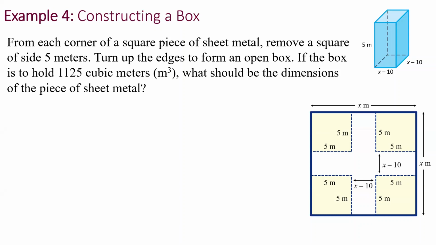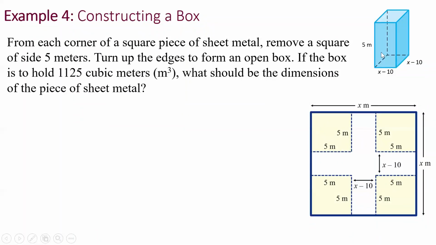Okay. So this square piece of metal, they cut out 5 by 5 square pieces on the corner. When they cut out the 5 by 5 square pieces on each metal corner, it created this box, right? And it wants you to find what are the dimensions of the box. Well, they give us our height, but there's a formula for our width and our length. Does that make sense? Altogether, we know that it holds 1,125 cubic meters, okay? What should the dimensions of the piece of sheet metal be?